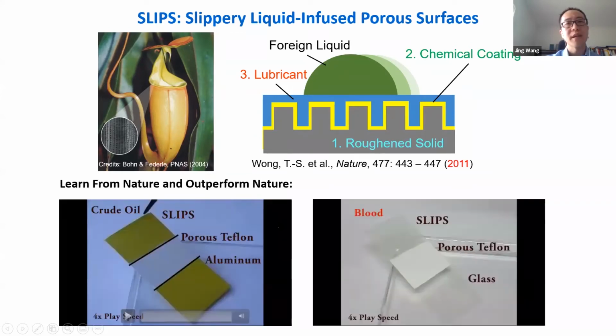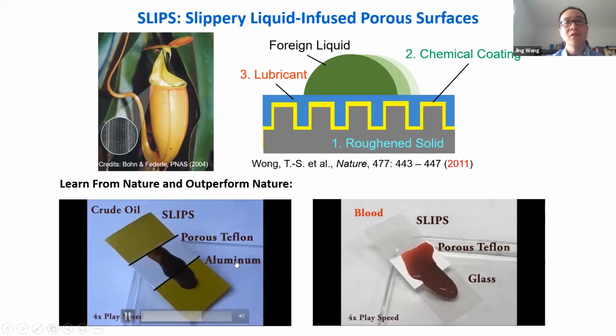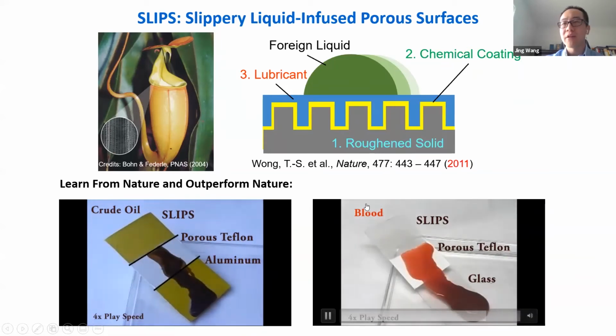Take crude oil, for example. It is a complex hydrocarbon that can be repelled by SLIPS, but cannot be repelled by this porous superhydrophobic Teflon, not to mention aluminum. It can also repel aqueous complex liquids like biological fluids such as blood.